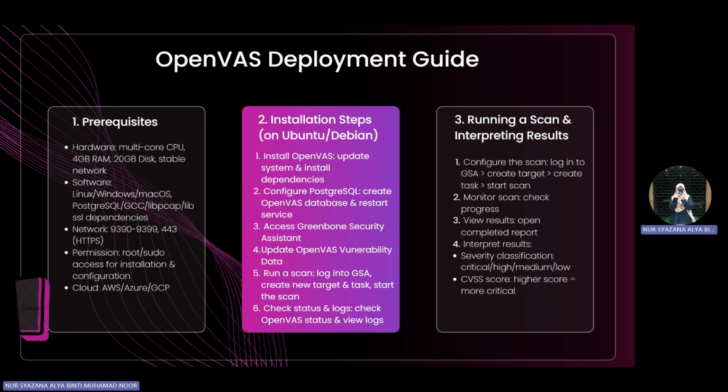And then you need to update OpenVAS vulnerability data, and then run a scan by logging in into GSA, the Greenbone Security Assistant. Create new target, and then create new task, and then you can start the scan. And the last step, you need to check status and logs by checking the OpenVAS status and view logs.